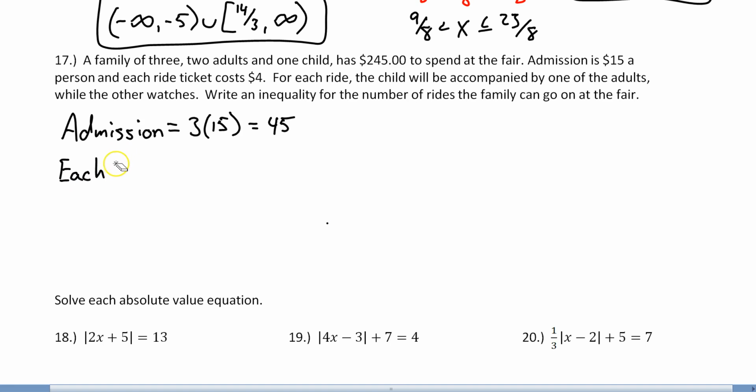And then we have to figure out how much it's going to cost them for each ride. Okay, this is the other thing they're spending money on. So each ride is $4 for the ticket, but 2 of them are going to ride. So we have to do 2 times the 4 for each ride. Okay, so essentially each ride is going to cost them $8. All right, so when we think about how many rides they can have, it's $8 for every ride they ride plus the $45 for admission.